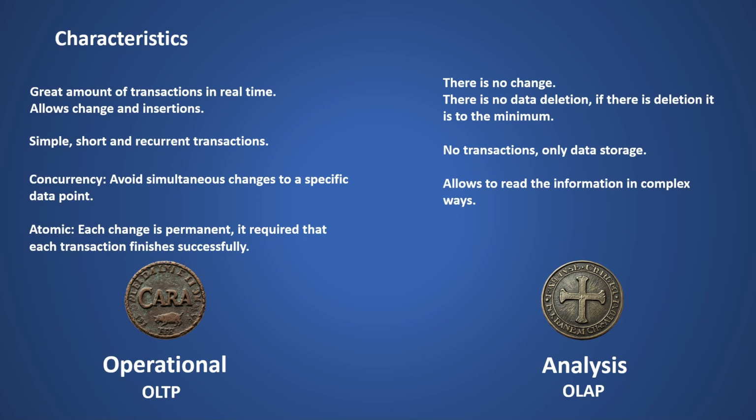The second characteristic is atomicity. This means that each change is permanent and requires that each transaction completes successfully. For example, if we want a transaction to be recorded in our system, this transaction has to be successful from the start of the transaction to the end of it. If for any reason there was a failure, then that transaction did not happen and it won't be recorded in my operational side. That transaction needs to start again if we need it to be recorded in our system.